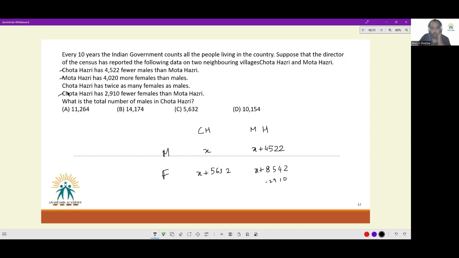Now, we are also told Chota Hazri has twice as many females as males. This line tells me females in Chota Hazri is 2x. Females in Chota Hazri is x plus 5632, and also it is equal to 2x, which should mean x is equal to 5632, so the answer to the question has to be option C.